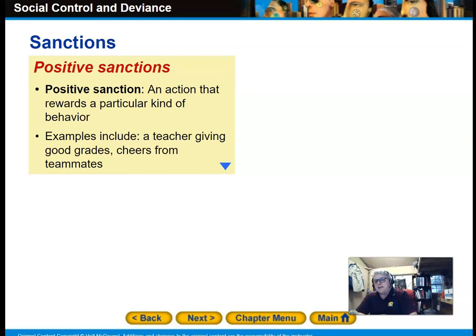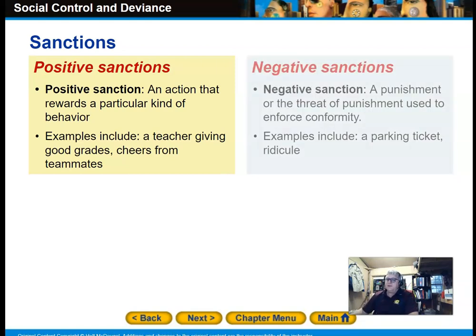Positive sanctions: an action that rewards a particular kind of behavior. Examples include a teacher giving good grades or cheers from your teammates for doing well in the game. Negative sanctions are a punishment or a threat of punishment used to enforce conformity. For instance, a parking ticket or ridicule for doing poorly.